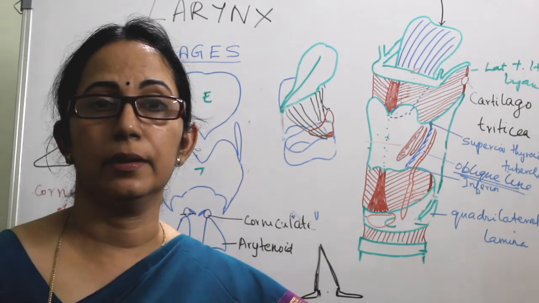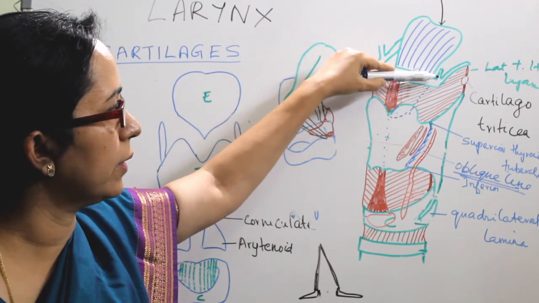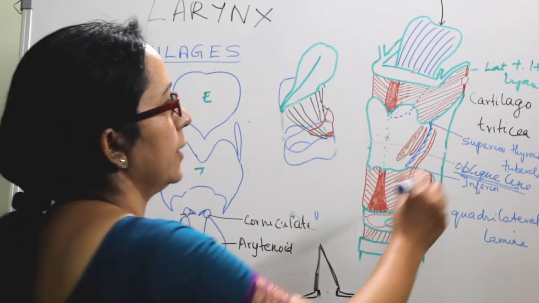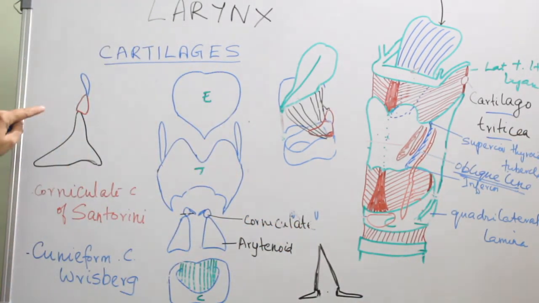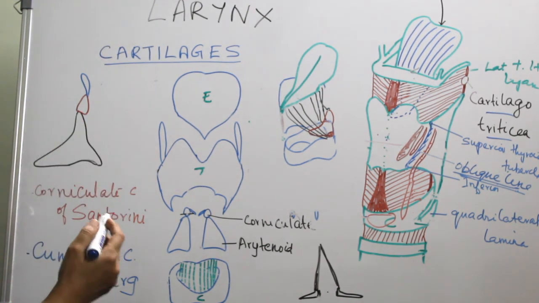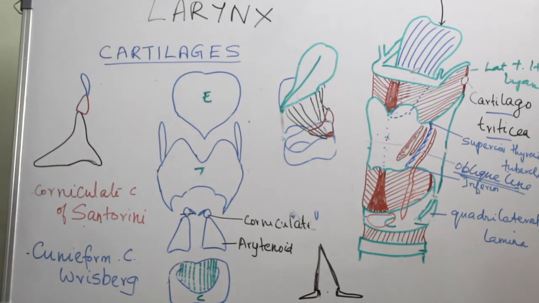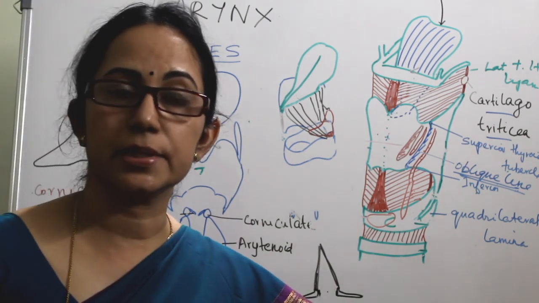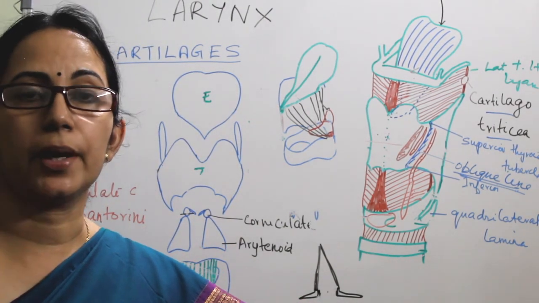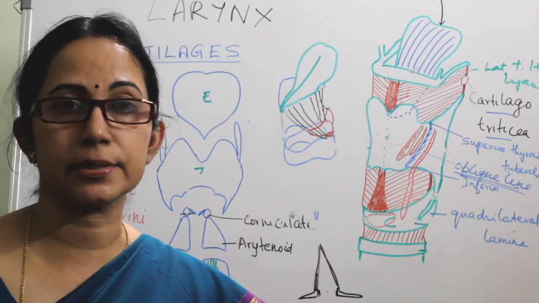Also there are three paired small cartilages. One is on the lateral thyroid ligament, that is the triticeal cartilage, and another one is the corniculate cartilage of Santorini, which is situated on the apex of the arytenoid. It is again a conical shaped cartilage, and another one is the cuneiform cartilage of Wrisberg, which is sitting more towards the middle part of the aryepiglottic fold, and both of these are elastic fibrocartilages.